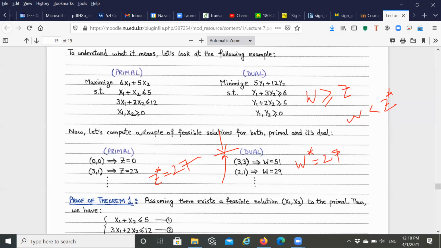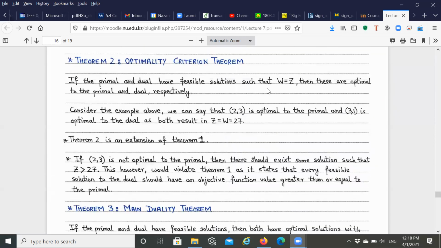Even if either the primal or the dual is unbounded, we would have such a case which would violate the weak duality theorem, and therefore it would not hold. So the weak duality theorem and LPP problem hold only when we have optimal solutions, not unbounded and not infeasible. Okay, is it clear? Clear. Good. Well, basically that's it.